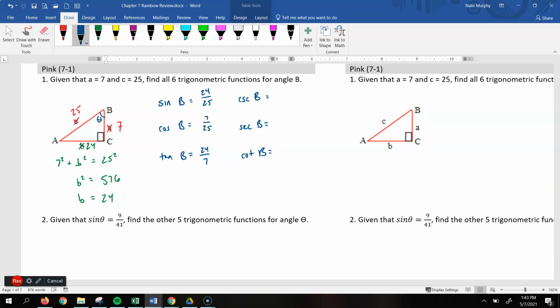Now remember, the cosecant is the reciprocal of the sine function. That's why I like pairing them up like this, so I can just see that the cosecant would be the reciprocal of 24 over 25, so that's 25 over 24. The secant is the reciprocal of the cosine function, so that would be 25 over 7. And the cotangent is the reciprocal of the tangent, so that would be 7 over 24. So that's how you do number 1.